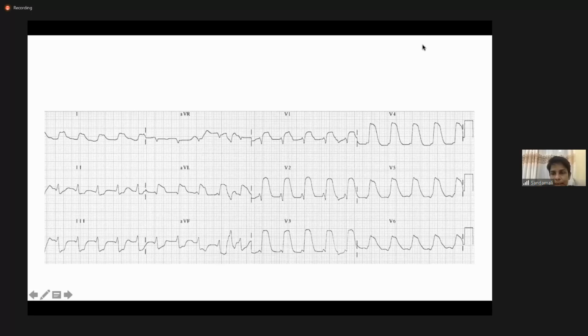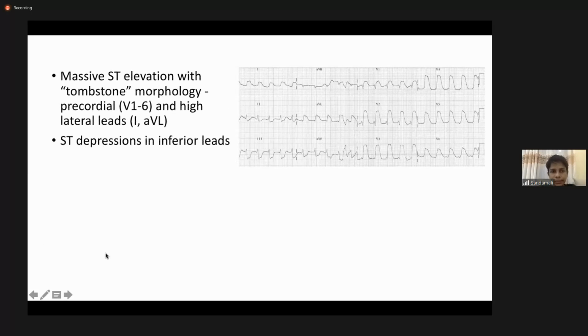If you have a look at this ECG, you can see obviously the ECG is abnormal, and there are massive ST elevations in V1 to V6 and also L1 and aVL, and there are significant ST depressions in inferior leads. This type of ST elevation is called tombstone type of ST elevation. You all know about the tombstones in cemeteries. So this morphology is like a tombstone.